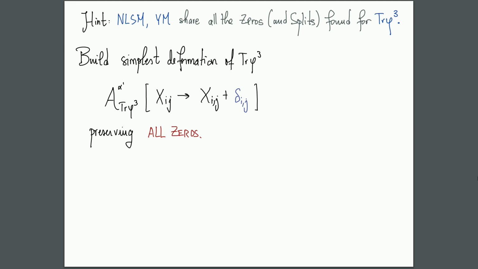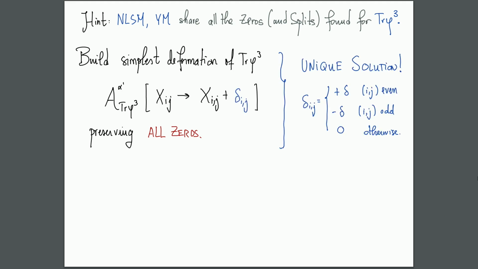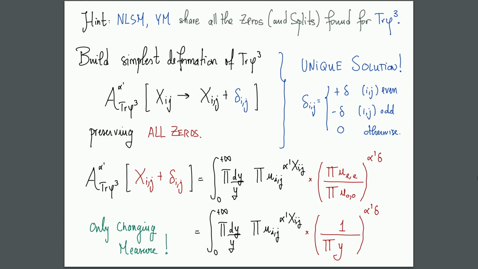And it turns out that this lands you on a unique solution. The only linear shift that does this is the one for which delta_ij is equal to plus delta if i and j are both even, minus delta if i and j are both odd, and 0 otherwise. Okay? And so if I literally plug this back in my surface integral formula, then I have the standard trace phi cubed part plus this extra term that is raised to the power alpha prime delta.